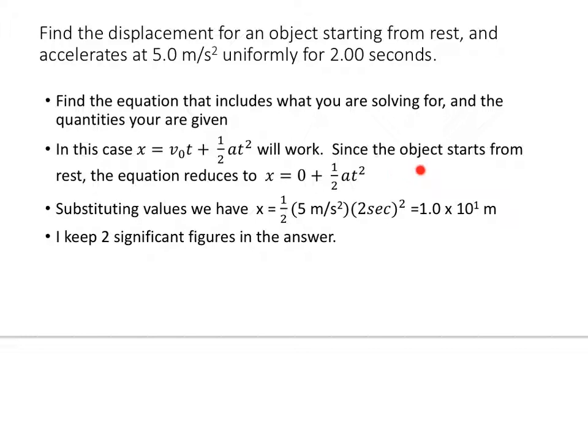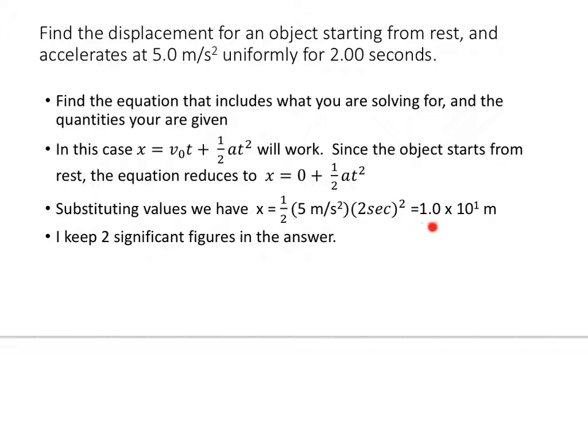x is equal to initial velocity times time plus 1/2 a t squared. Now, the object starts from rest, so this simplifies matters because the initial velocity is 0, so this whole term is 0, and it reduces down to x is equal to 1/2 a t squared. Substituting the values in, x is equal to 1/2, the acceleration, 5 meters per second squared, the time, 2 seconds squared. Now, you want to calculate the answer: 2 squared is 4, times 5 is 20, times 1/2 is 10.